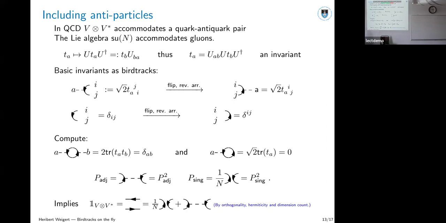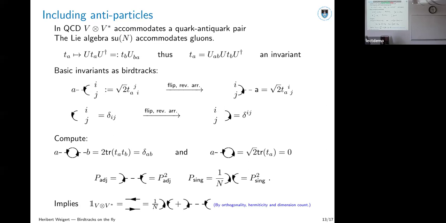I can convert this into Birdtrack notation and think about this in a very nice way by drawing a line with an arrow on it that carries the basis, the matrix indices of the generators, and I attach another line to the arrow, a dashed line here, that carries the index of the generator. In the end, of course, I will draw diagrams where I never write indices. I just draw the diagram.